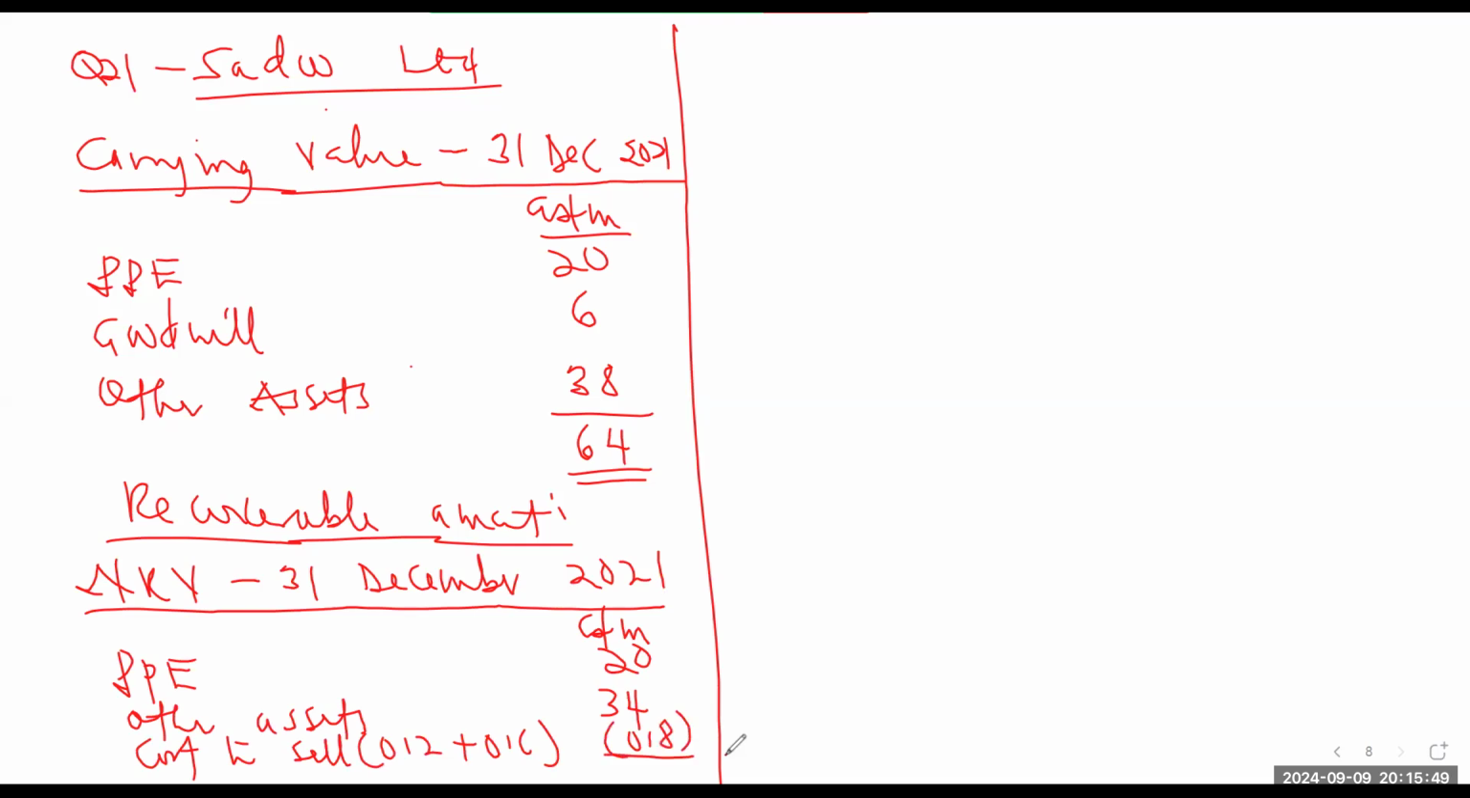What will be the net realizable value on total basis? 20 plus 34 minus 0.8. What are we having? 53.2. Okay, 53.2.